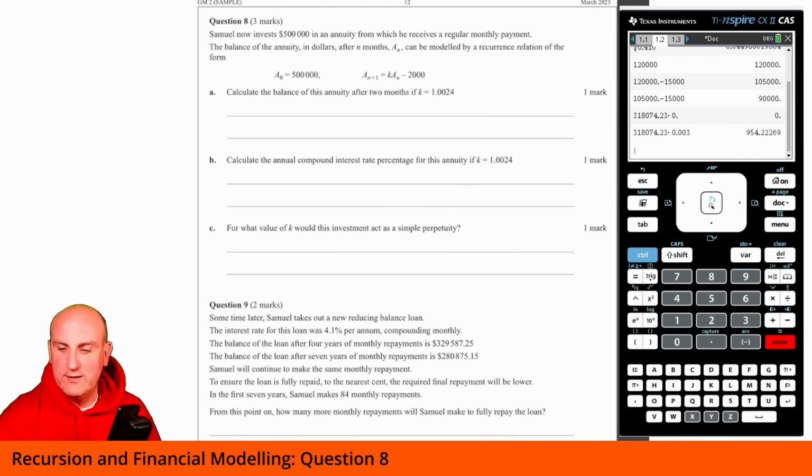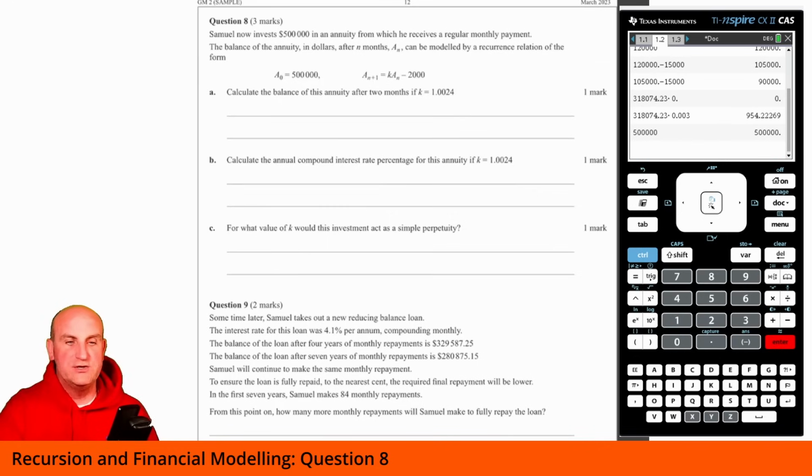Oh, I've just done that one. Come on, Maths Guru, stick with the program. Rightio. Samuel now invests 500,000 in an annuity from which he receives a regular monthly payment. The balance of the annuity in dollars after N months can be modeled by a recurrence relation of that form. Calculate the balance of the annuity after 2 months if K equals 1.0024. Right, nice, beautiful calculated question. I'm going to put 500,123, hit enter.